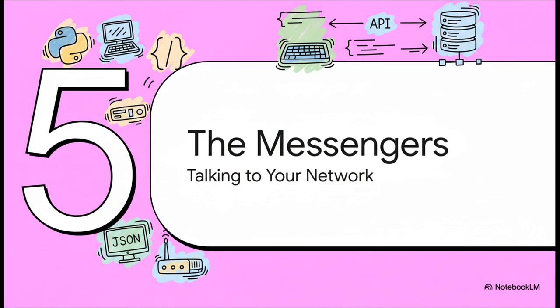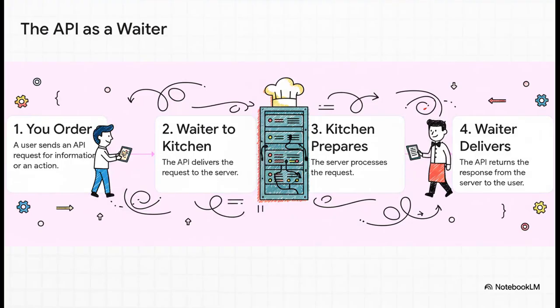So, what's missing? The final piece of the puzzle is the messenger. How do we actually get our request from our script to the network device? And the answer is an API. Now, API sounds technical, but the best way to think about it is like a waiter at a restaurant.